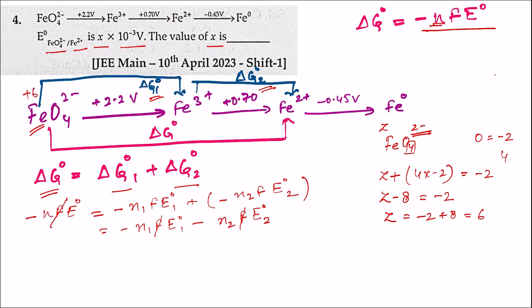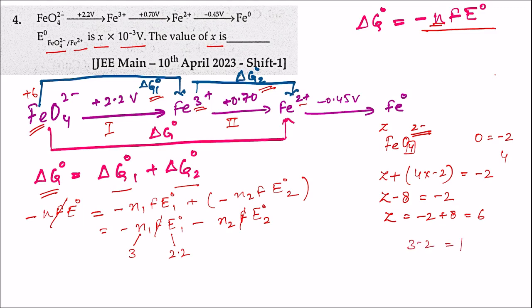From +6 it is changing to +3 in step 1. So the number of electrons involved in step 1, that is the value of N1, will be equal to 3 and E01 is given as 2.2. Similarly in step 2, this is step 1 and this is step 2. In step 2, Fe3 plus is changing to Fe2 plus. So change in oxidation number is from +3 to +2, that is 3 minus 2, that is 1.